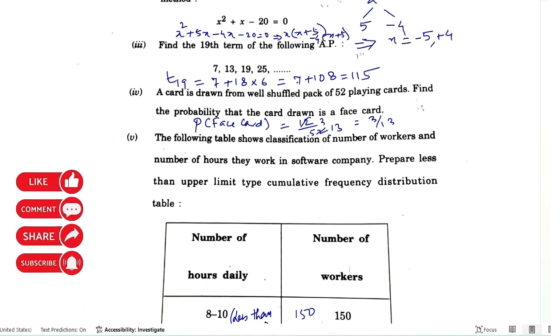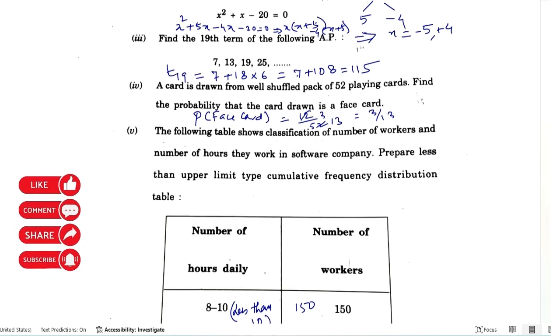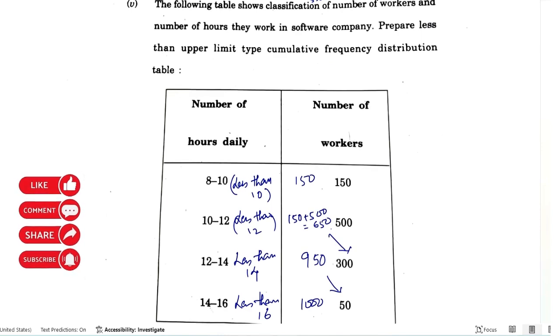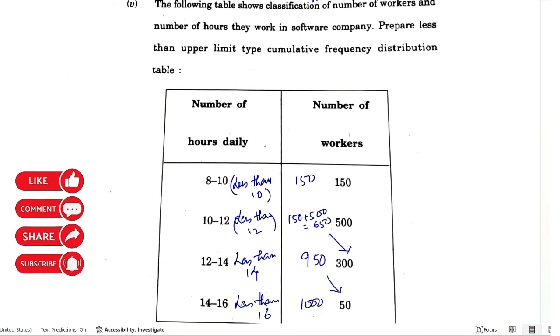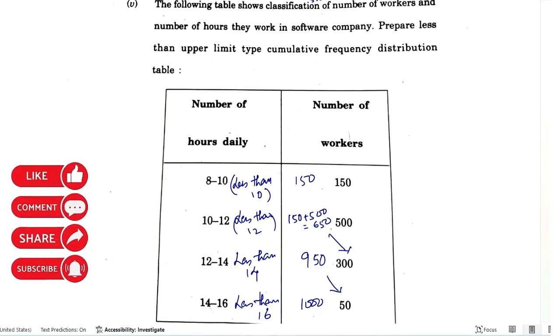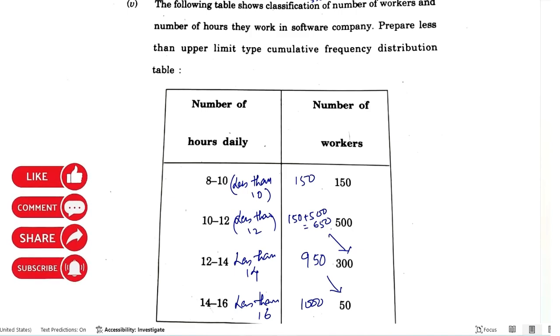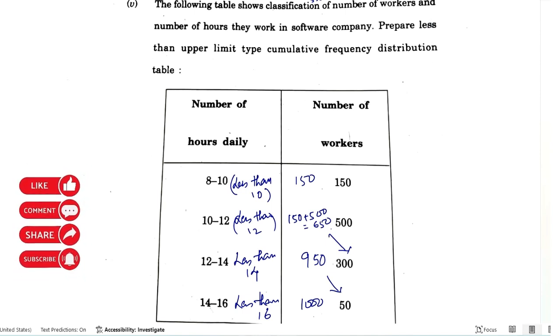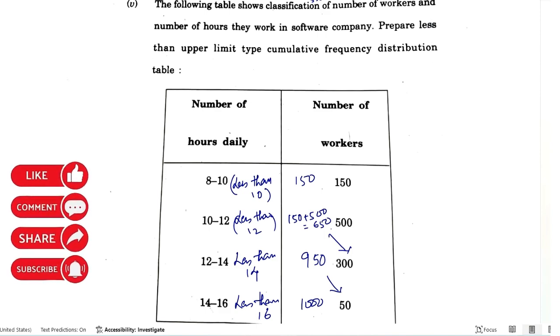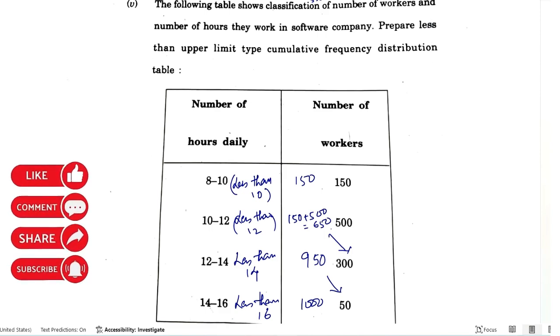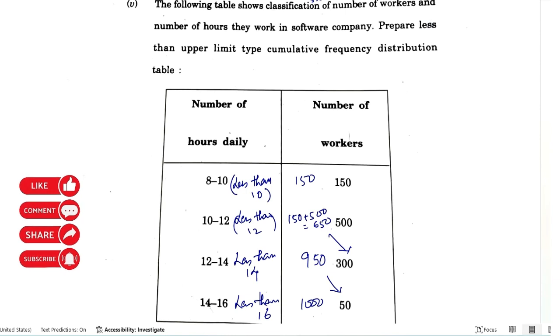Then comes the next one, which is based on statistics. So they have given one table and they want us to convert it into less than upper limit type cumulative frequency. So always remember it is cumulative frequency. So simply less than 10, first frequency will remain same. But when you say less than 12, then even this 150 plus this 500 of that particular class will get added. So 650. Similarly, less than 14, 650 plus 300, 950. Less than 16 will be 1000.